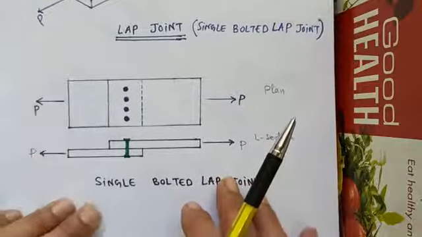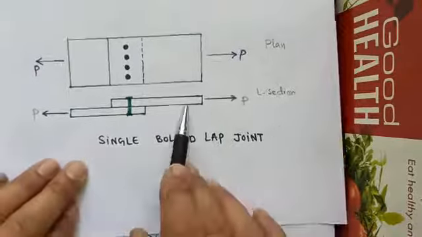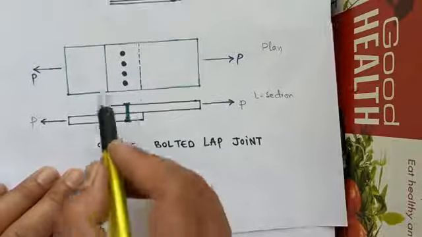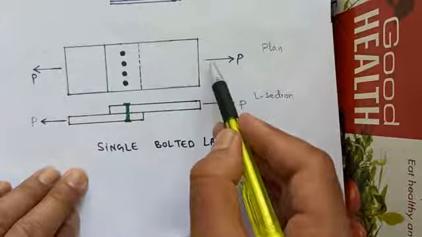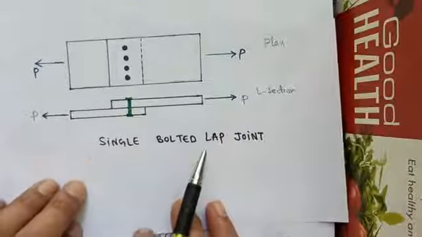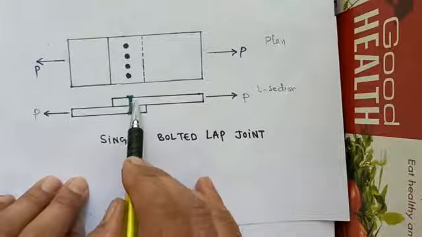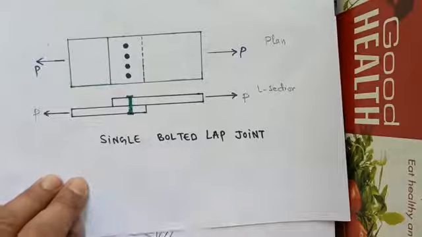This is the plan of this bolt joint, and this is the longitudinal section of the bolt joint. That is, if we cut a section along the length of the member or along the length of the joint, we will have a longitudinal section of the joint as shown in figure.